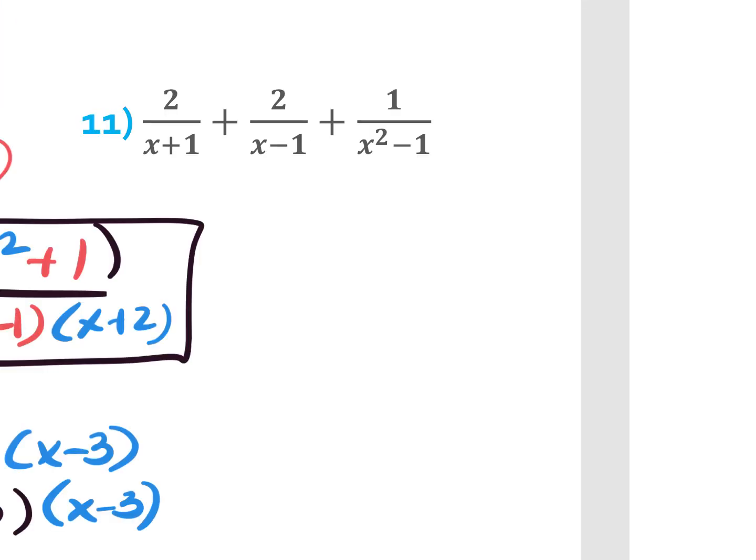So here's 3 fractions. Factor first. So the first one can't be factored. So let me just rewrite that.